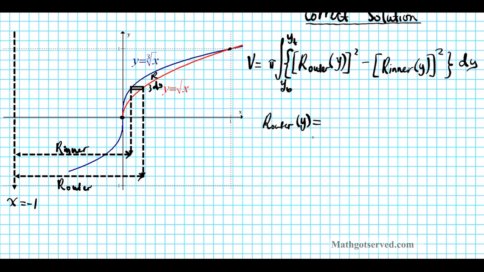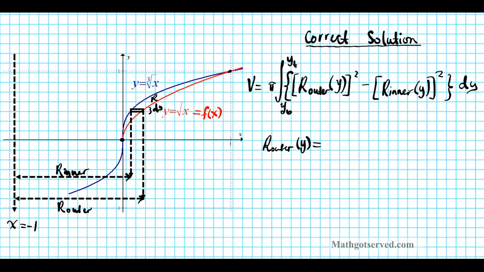So our outer, now since it's a function of y, this right here is a function of x. This is f of x. So how do we make it a function of y? What we'll simply do is take the inverse, find the inverse of this function. So if y is equal to square root of x, we'll simply square both sides to solve for x, and then we'll get x equals y squared. Now this is a function of y. Okay, so this is f of x, but we need f of y, so f of y is y squared.